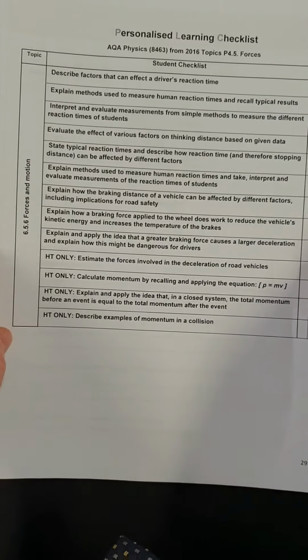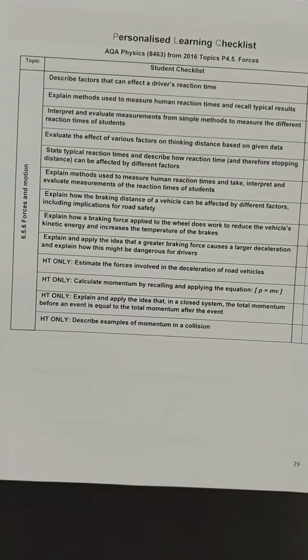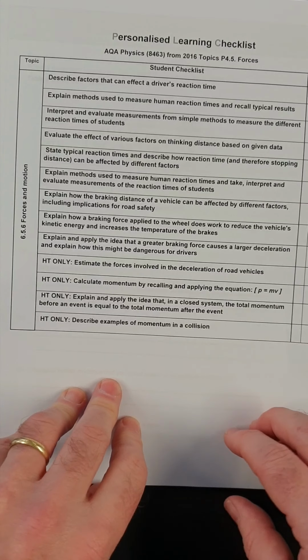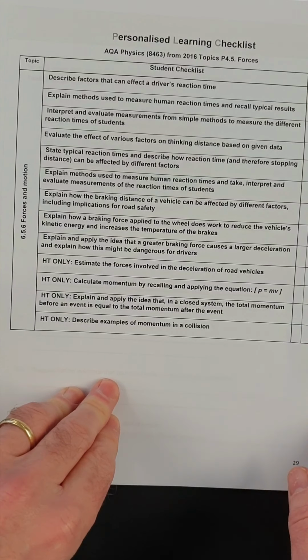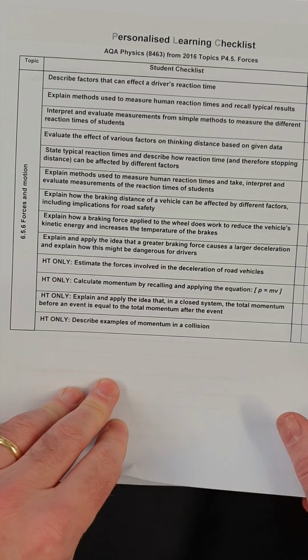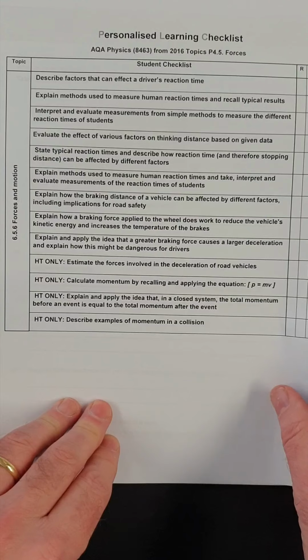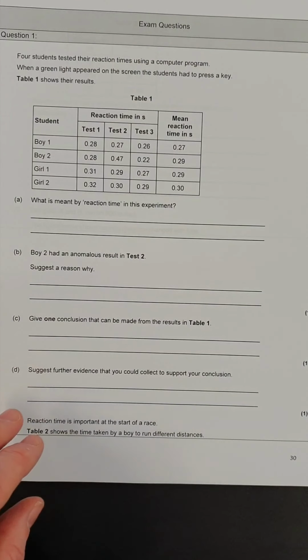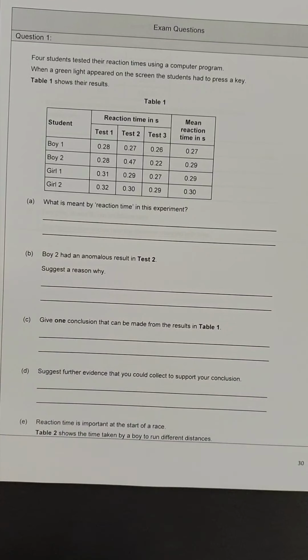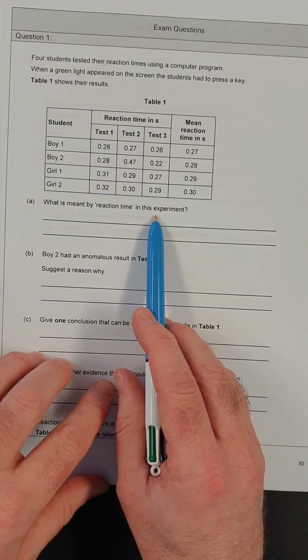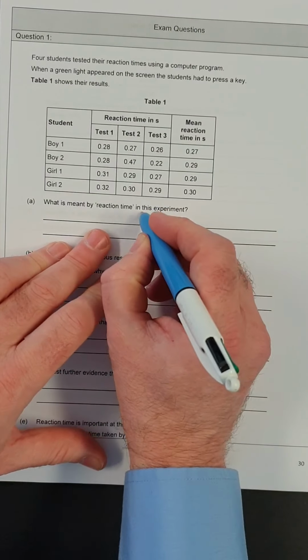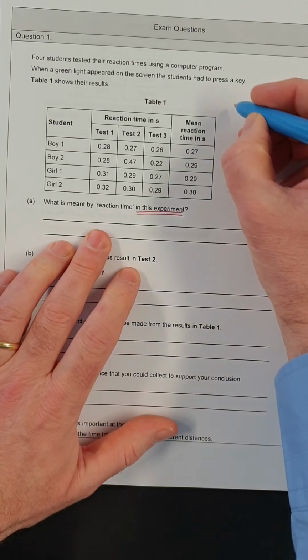So this checklist is all about the stopping distance part of the forces topic. And so once again, you need to go through the checklist and identify any areas that you need to work on. So this first question is looking at an experiment to measure reaction time of students. And it says, what is meant by reaction time in this experiment? And in this experiment is important.